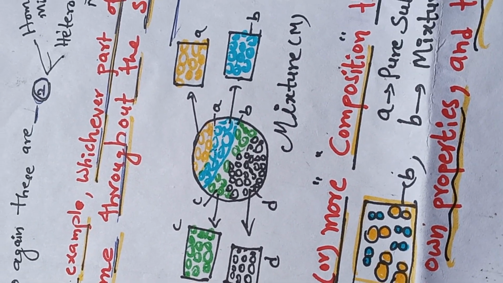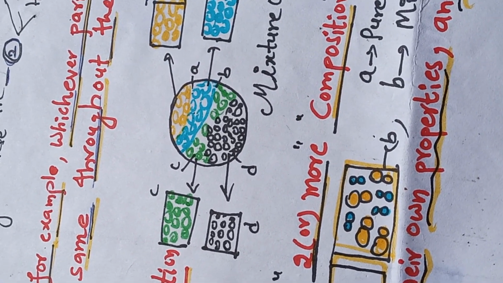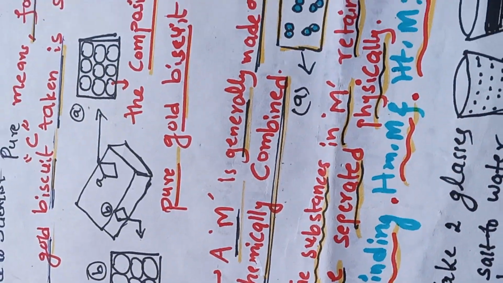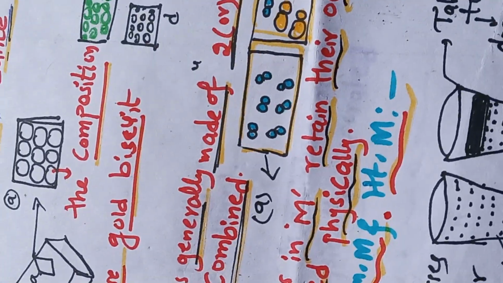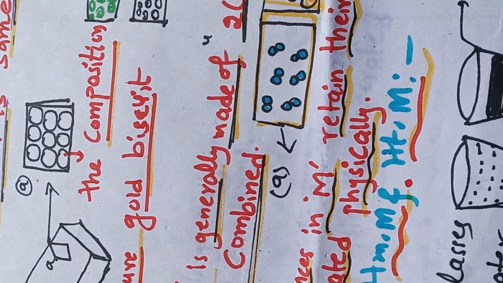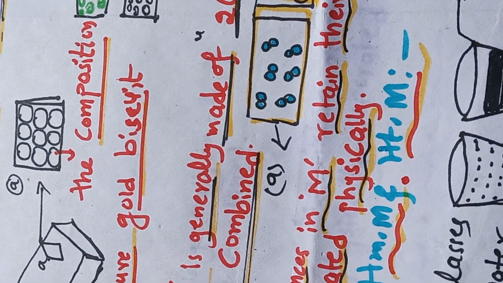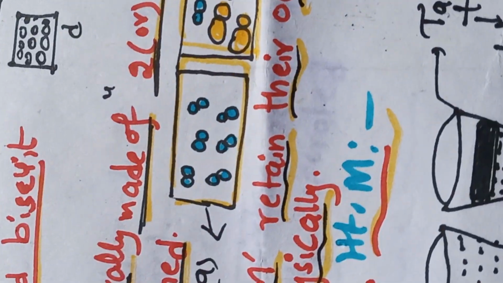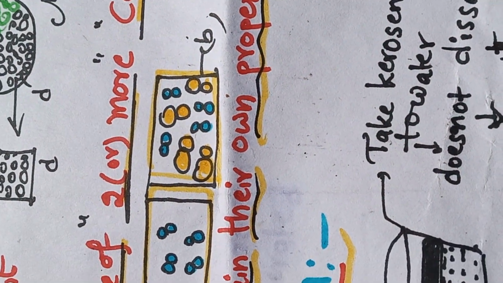A mixture means the substance has two or more components in it. A mixture is generally made up of two or more components that are not chemically combined. So in a mixture, so many components will be there, but there is no bond between them. There is no chemical bonding. We can separate them by physical methods. If you observe figure A and figure B, in figure A, the same type of molecules will be there, and in figure B, different types of molecules will be there.